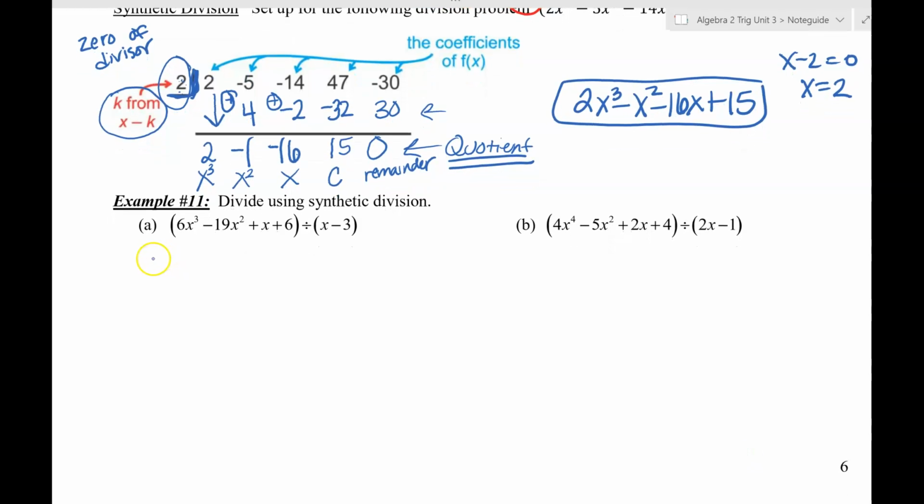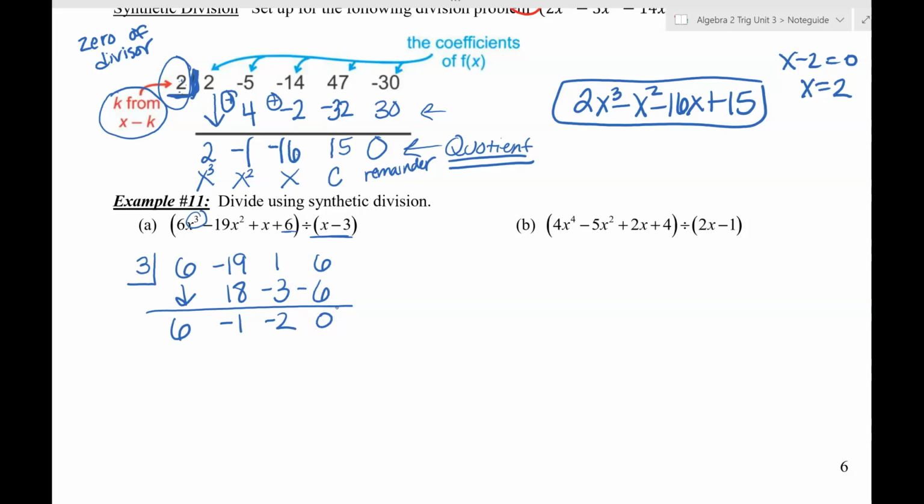So first example is going to be set up the same way. The factor is x minus 3, so I would use 3 in the box. The coefficients go from a cubic down to a constant with lead coefficients of 6, -19, 1, and 6. So I drop down my first term, I multiply, and I add up the column. I then multiply again and add up the column. I then multiply again and I add up the column.